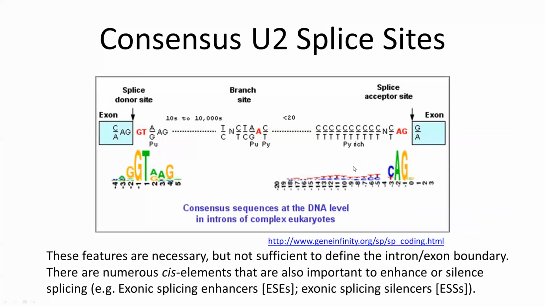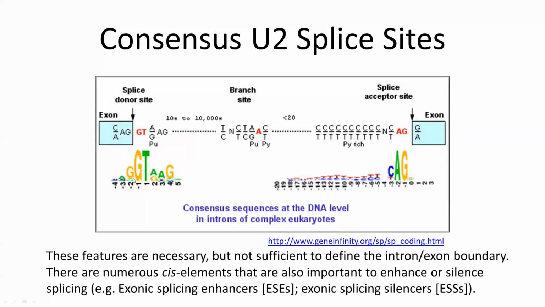And so I think it's definitely useful to go over the consensus U2 splice site. So this is just a compilation of all the mammalian splice sites that are known and how conserved each residue is relative to its location in the intron and in the exon. So the height of the nucleotide refers to the degree of conservation among all the different splice sites that were analyzed. So the bigger that nucleotide is, the more highly conserved it is.